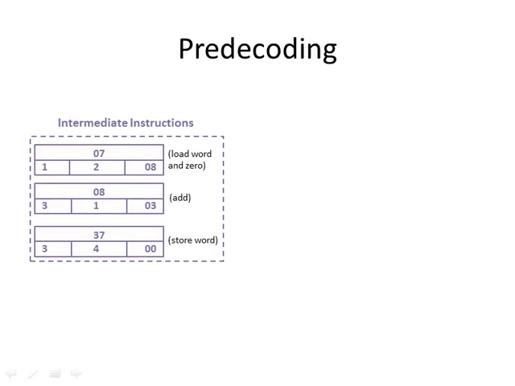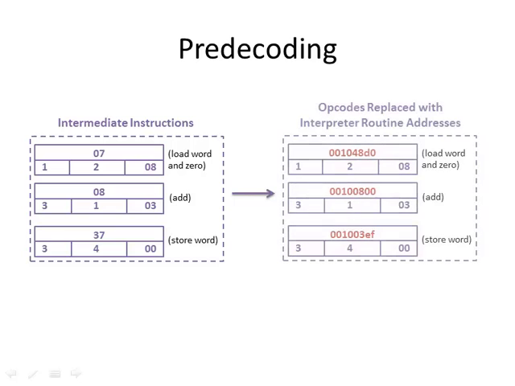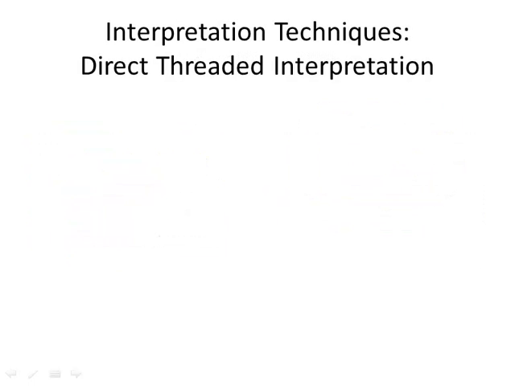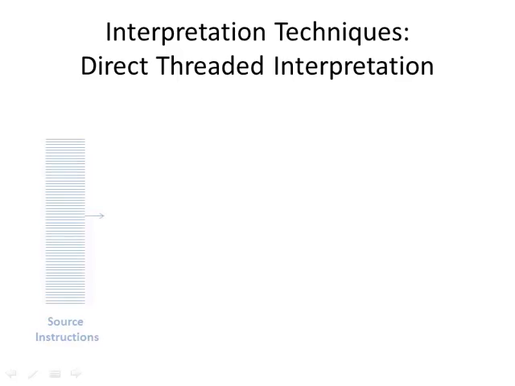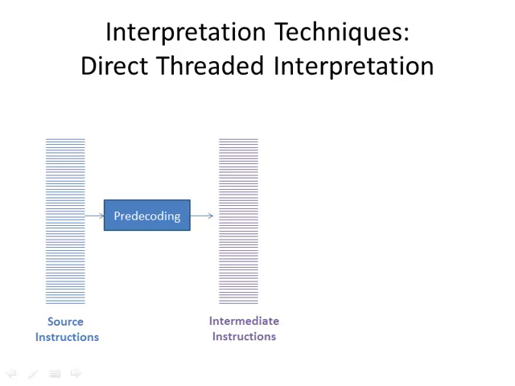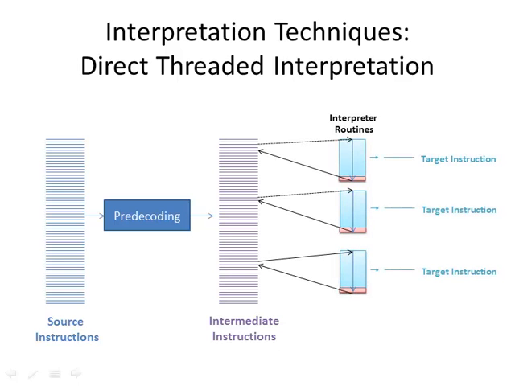An additional optimization in pre-decoding is to replace the address of each opcode of each instruction with the address of the interpreter routine. This leads to a new interpretation technique known as the direct threaded interpretation. In this technique, the overhead of interpretation is reduced as the instruction stream is pre-decoded and the interpretation routines themselves can be less complex and take less time to execute.